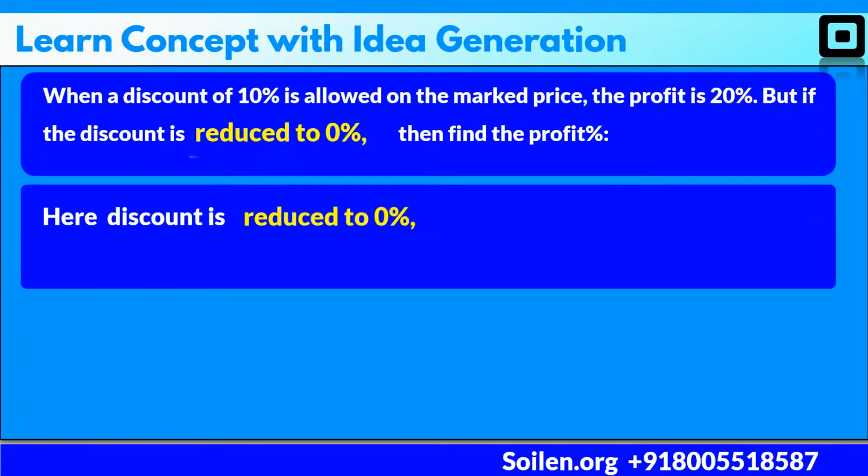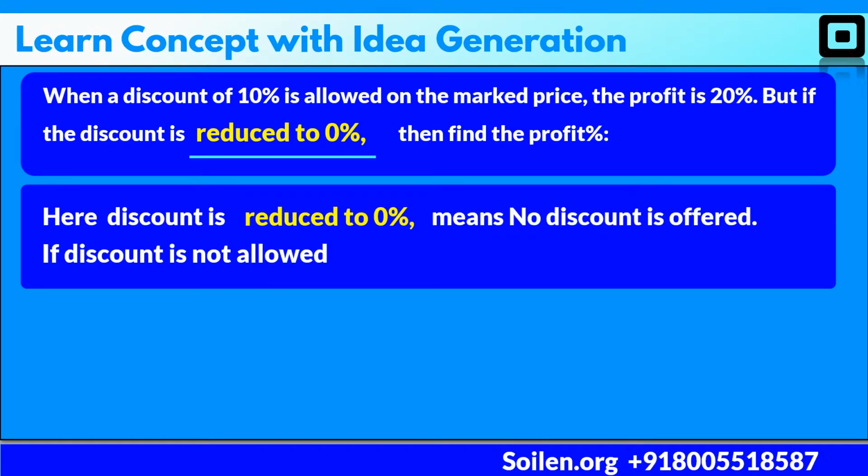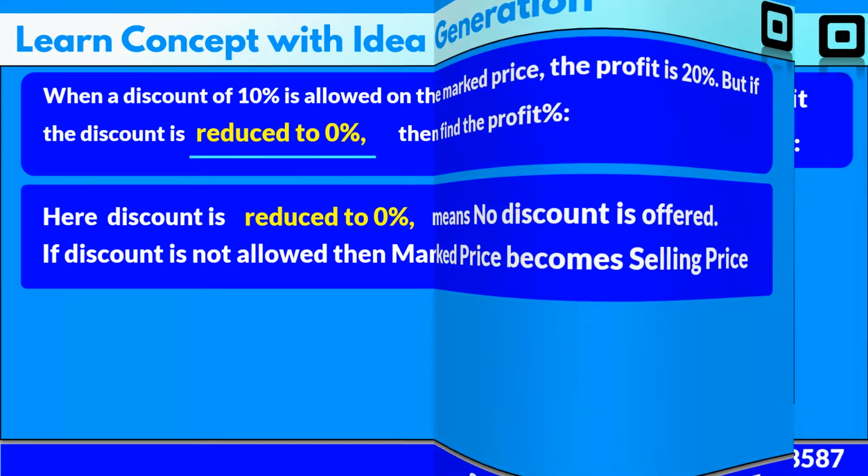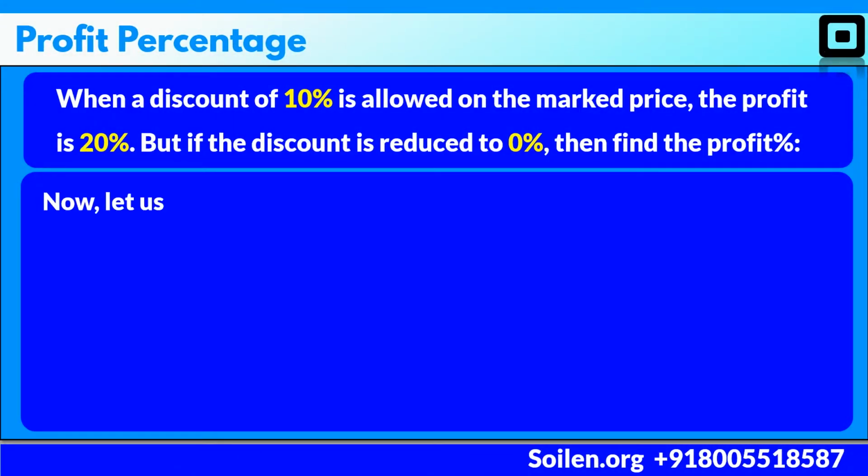Here discount is reduced to 0%. In other words, we can say no discount is offered. If discount is not allowed, then marked price becomes selling price. Now, let us calculate new profit percentage.